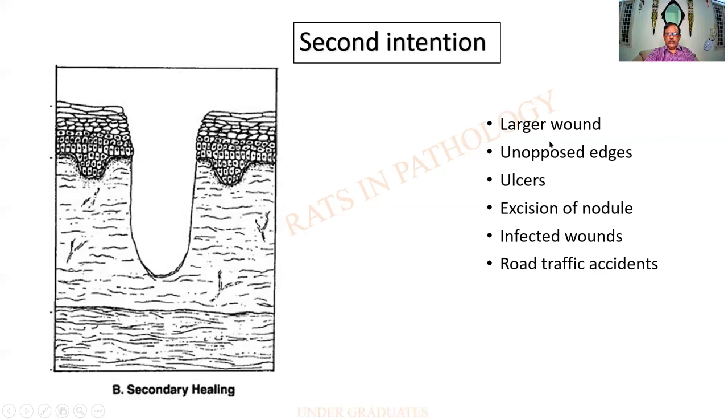So it is a larger wound, unopposed edges. It happens in ulcers, excision of a nodule surgically. Sometimes when they do it, there will be such a defect. It can happen in infected wounds, road traffic accidents, etc. Please draw this diagram. Again, a super picture to be drawn.